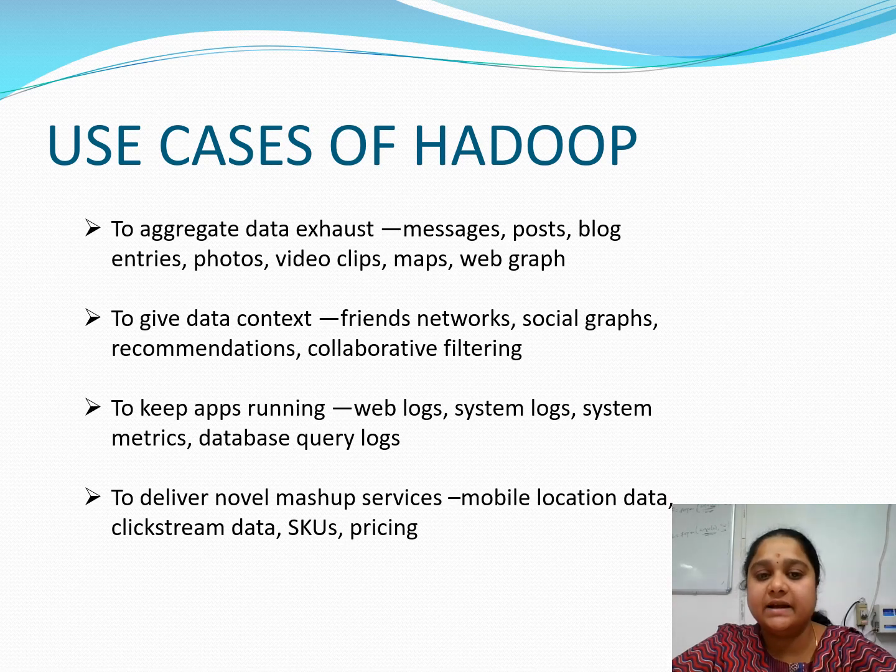To give the exact data context in social networking sites, for collaborative filtering, to keep apps running, for weblog and system logs, we use it to deliver mashup services like mobile data locations, clickstream analysis, and sentiment analysis. Mostly we use Twitter sentiment analysis, to see whether the tweets are giving positive or negative thoughts. We can filter the data very easily.